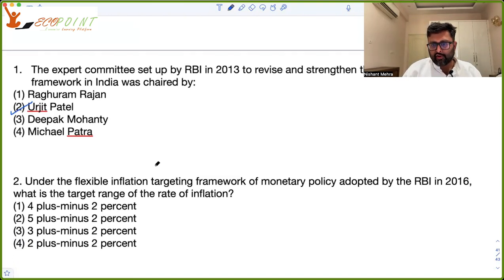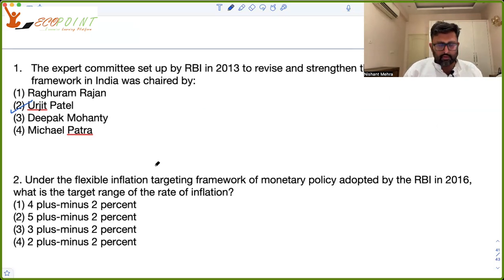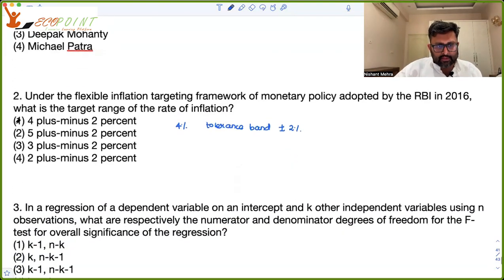Under the flexible inflation targeting framework of monetary policy, which was adopted by RBI in 2016, what is the target range of inflation? It was, I think, 4 plus minus 2%. So in 2016, it was adopted. That is the flexible inflation target rate. They targeted inflation to be at 4% with a tolerance band of plus minus 2%. So 4 minus 2% is possible, 4 plus 2% is possible, right? So 4 plus minus 2%.